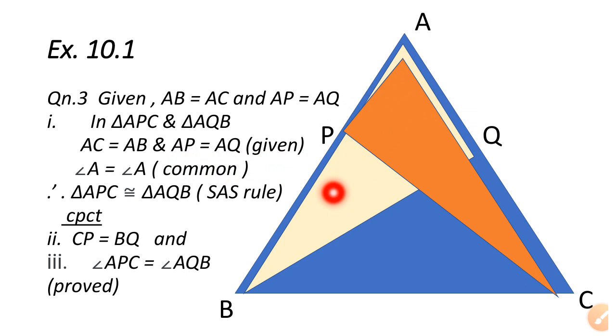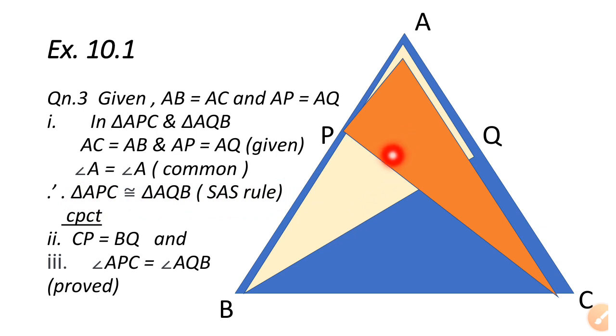Then two corresponding sides are equal for those two triangles, and one angle is common for both, that is angle A. So the angle APC contains angle A and the angle AQB also contains angle A. Then two corresponding sides are equal and the included angle is equal. So by the side angle side rule we can say triangle APC is congruent to triangle AQB. So those two triangles are found congruent to one another.